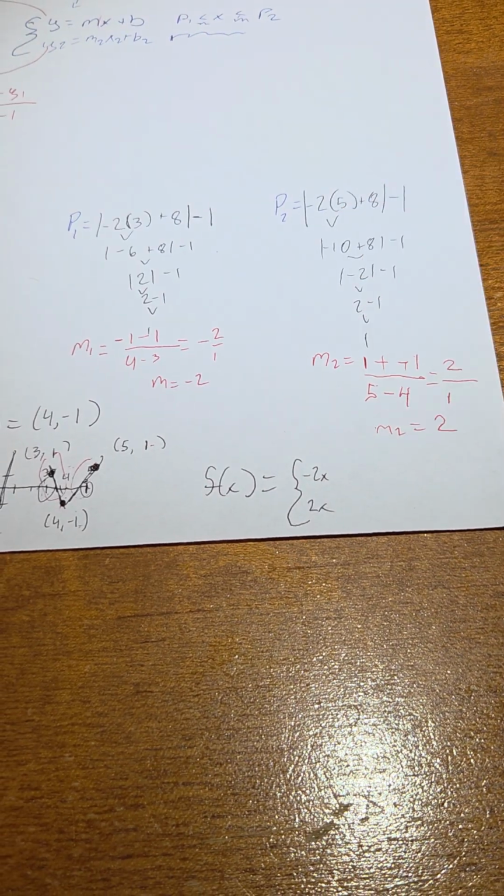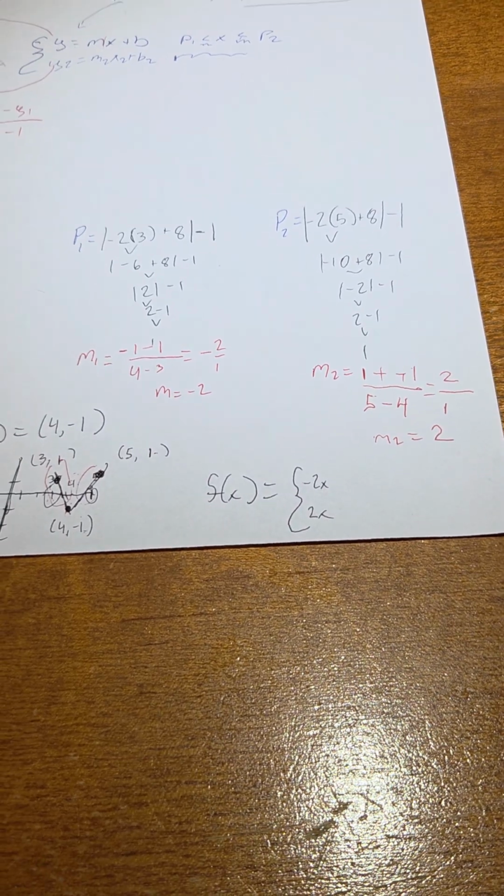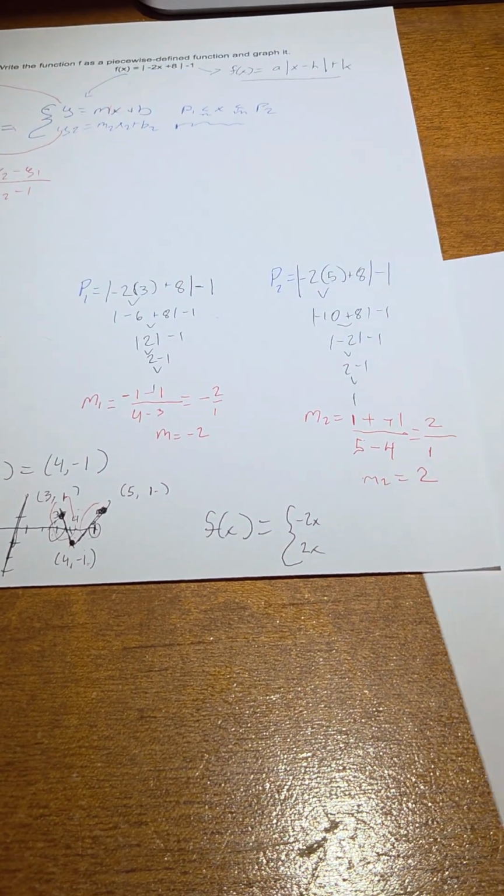So the next step is we need to solve for b, right? We're going to need a little bit more paper. I'm going to continue on down here.